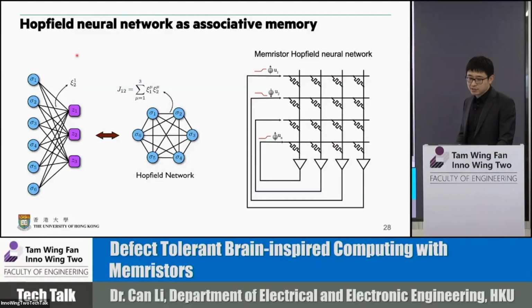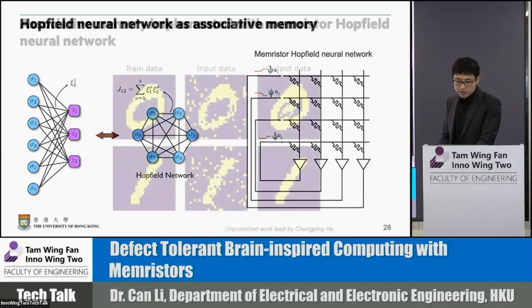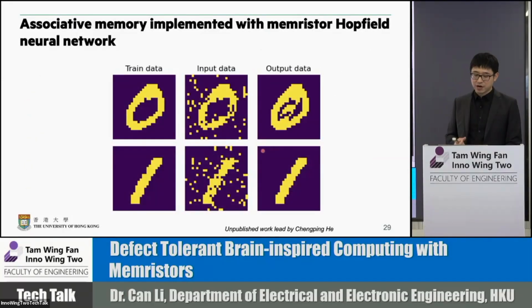And there's another path, which is to use the Hopfield network as associative memory. That is a different way of doing the content addressable memory. But in this kind of neural network, we need a recurrent connection to let the system evolve by itself. After the network is trained, if you feed a pattern that is incomplete or noisy, it can be naturally recovered by this hardware during the dynamic process. And this is an unpublished work led by He Chengping, who is in the audience right now.